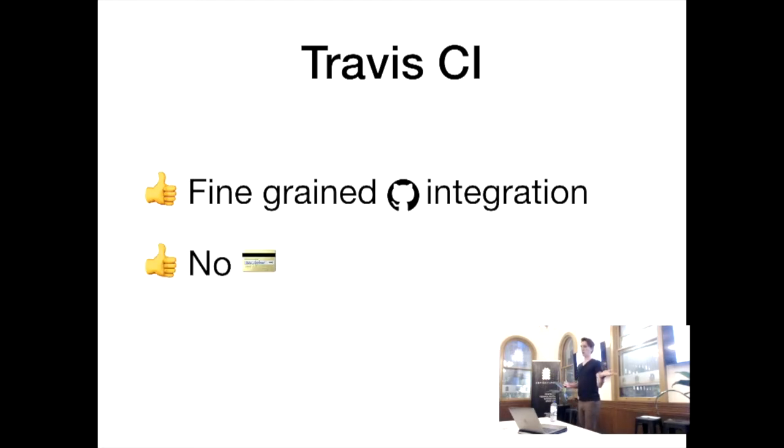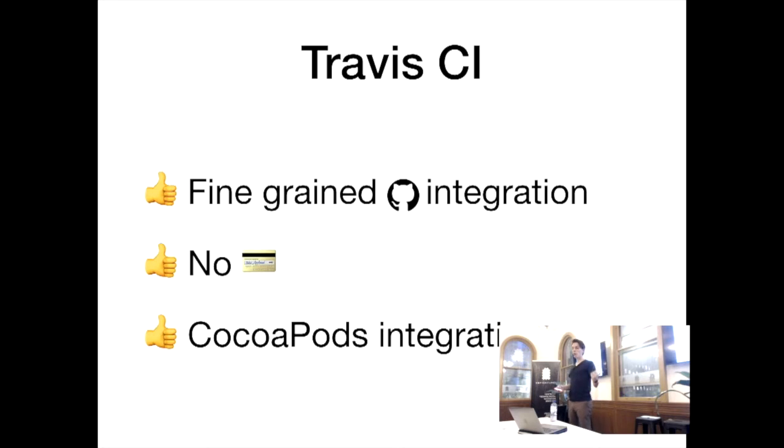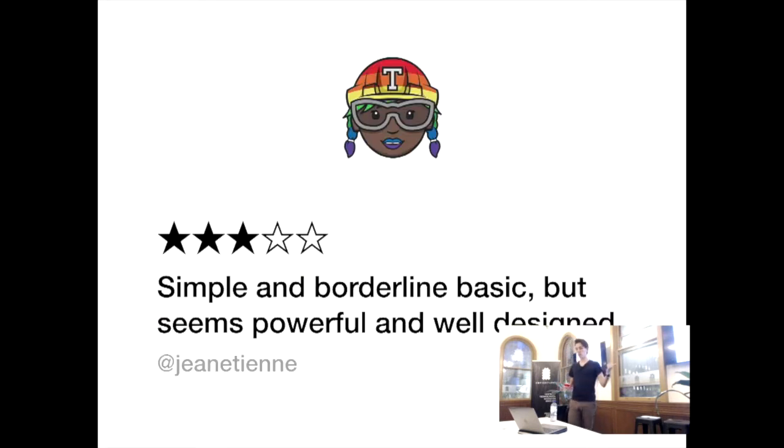Obviously, just after Circle CI, I was really happy that on their website they said no credit card required, and it really was no credit card required, so I could build. It has CocoaPods integration, but I didn't need it because the only dependency I have on my simple pet project is Carthage, and it was pretty easy to run a few commands to brew install Carthage and then run Carthage. So the review for Travis is pretty good.